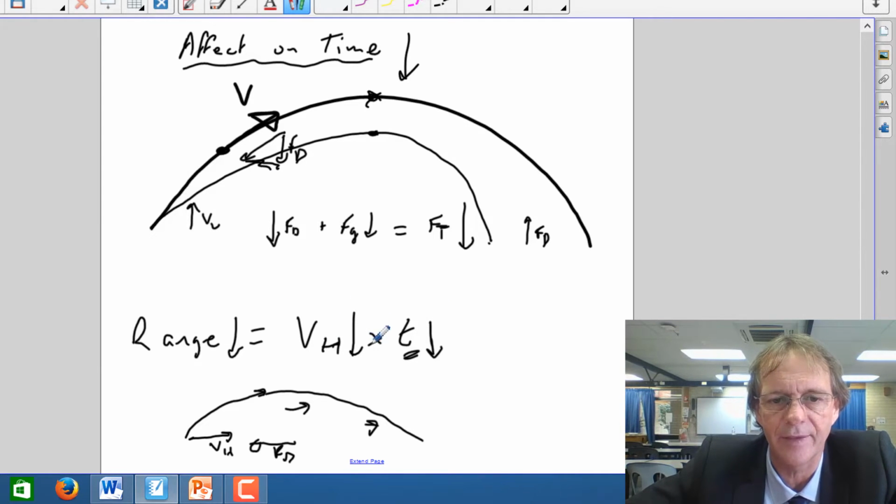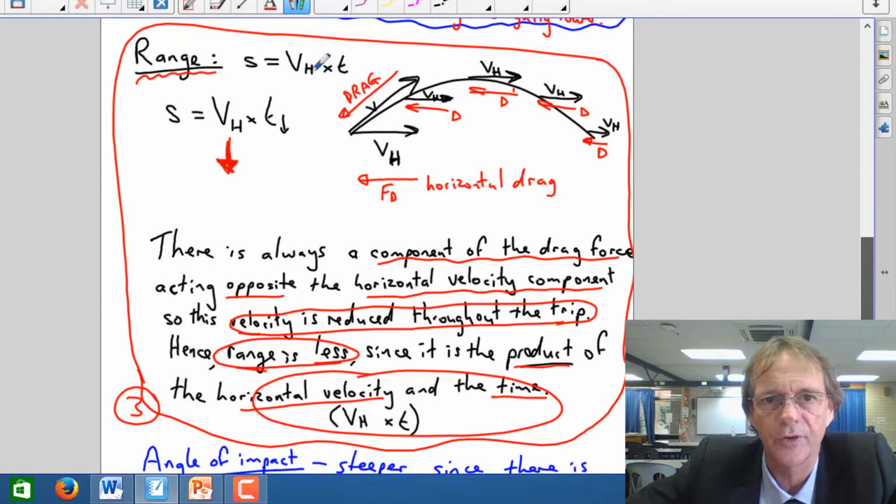And then you'll be pointing out key things like this product is the range, and both of these factors are going to go down. And you can explain the reason behind that. The range is the horizontal velocity times by the time. That's the key thing to keep in mind. If you can point out that there's always a component of the drag force acting opposite to the horizontal velocity, you're going to reduce that velocity all the way through the trip. So that's going to cause the range to be less.